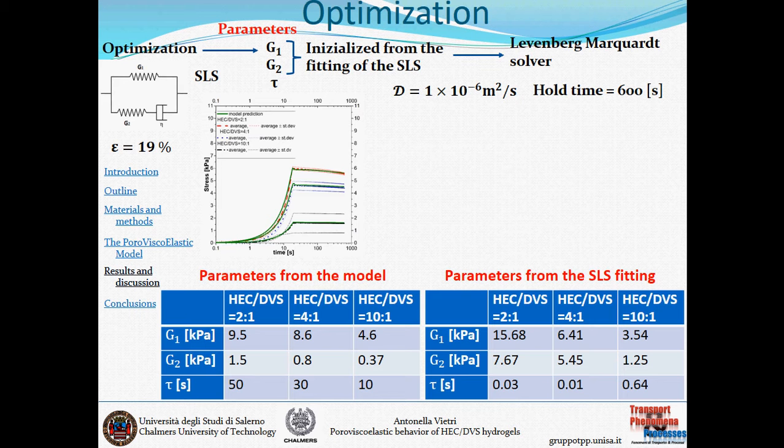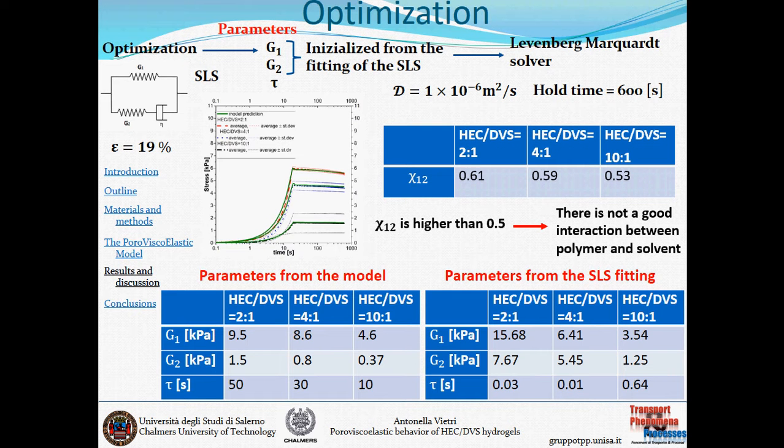The first step consisted of an optimization procedure on the parameters G1, G2, and tau, considering that for the short time range test, the gel shows the viscoelastic effect, so the diffusion coefficient was excluded in that case. The values obtained from the model have the same order of magnitude of the parameters from the standard linear solid model fitting. Then, the chi 1,2 value was evaluated, showing that for each HEC-DBS ratio, it was higher than 0.5, which indicates a non-good interaction between the polymer and the solvent.